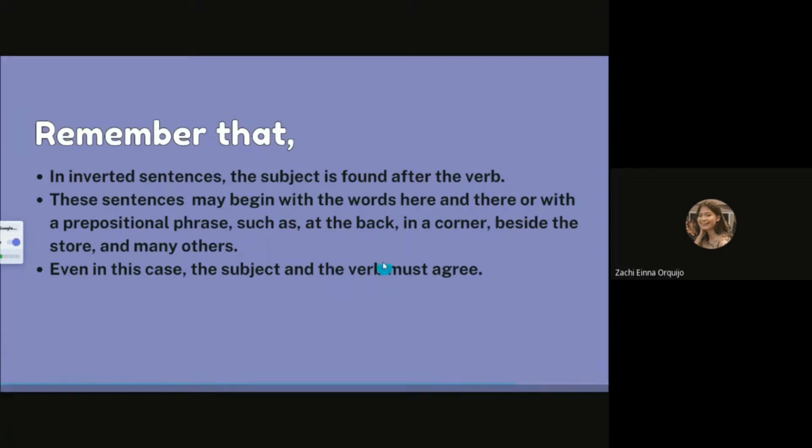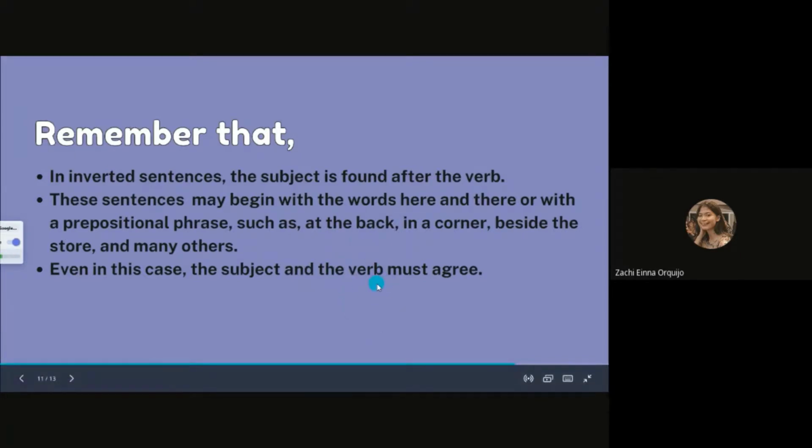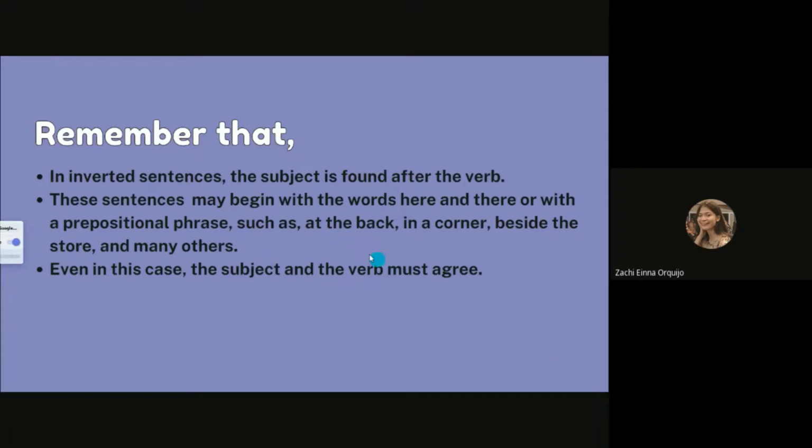So nagiging singular ang verb kapag naglalagay tayo ng s or es sa dulo ng verb. Kapag plural naman yung subject, plural din dapat yung verb. So paano nagiging plural yung verb? Huwag natin siyang lagyan ng es or s sa dulo. So they should agree with each other.